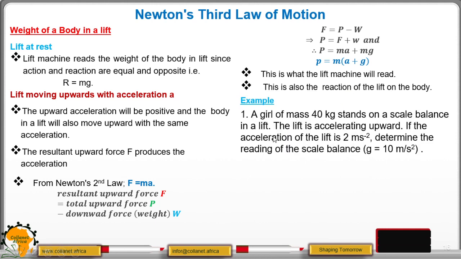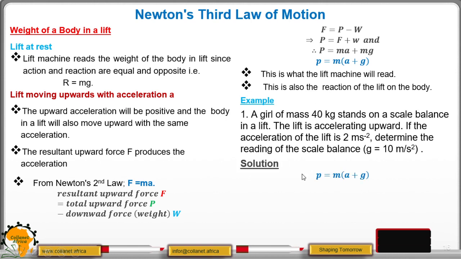We look at an example. A girl of mass 40 kg stands on a scale balance in a lift. The lift is accelerating upward. If the acceleration of the lift is 2 meters per second squared, determine the reading of the scale.